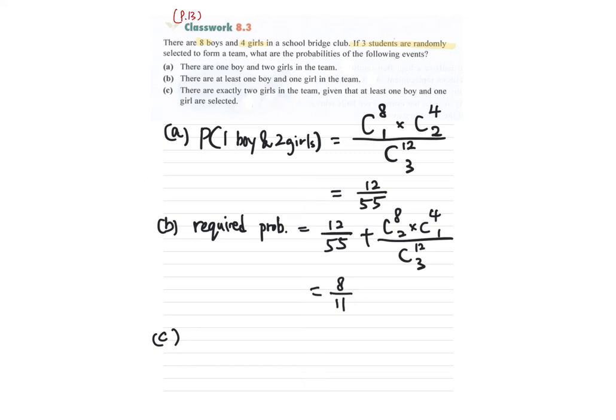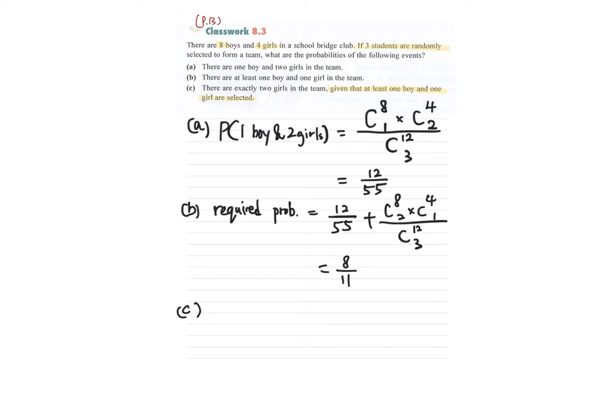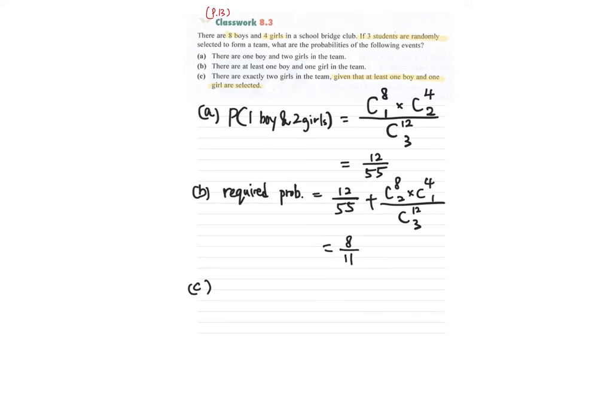Okay, and then part C, exactly 2 girls in the team given that. So you have to look at the question very carefully. Given that at least 1 boy and 1 girl are selected, that means the given probability will be the answer of part B. And that exactly 2 girls in the team means I need to use the part A answer. That means 12 over 55 over 8 over 11. So in this case, the answer will be 3 over 10. That's the answer for part C.